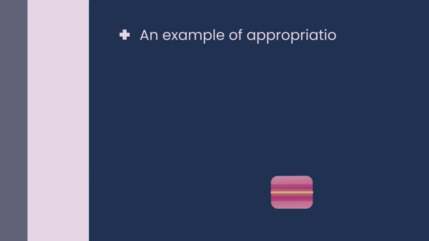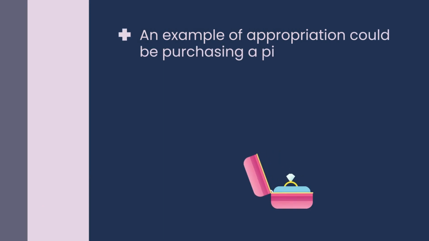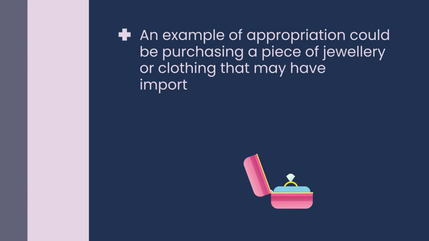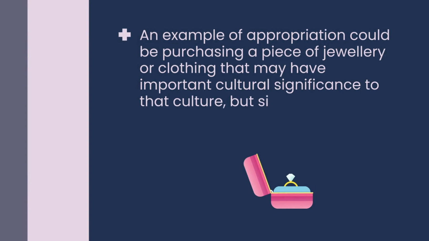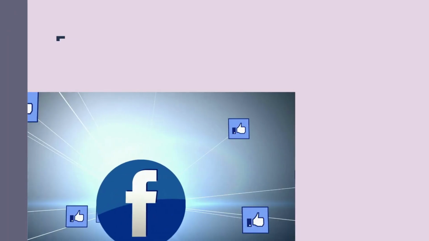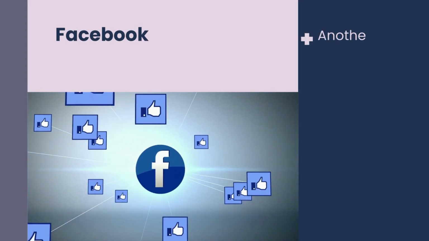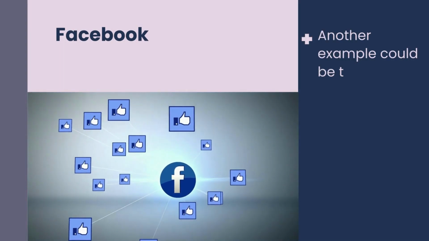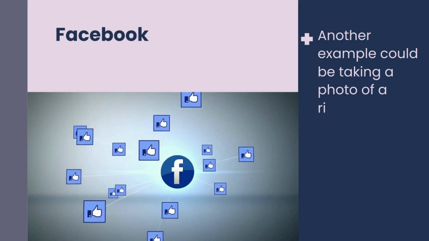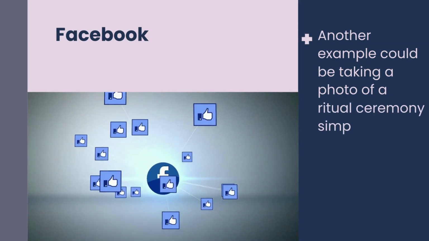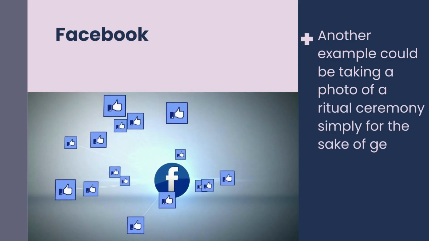An example of appropriation could be purchasing a piece of jewelry or clothing that may have important cultural significance to that culture, but simply using it as a fashion statement. Another example could be taking a photo of a ritual ceremony simply for the sake of getting as many likes on Facebook as possible.